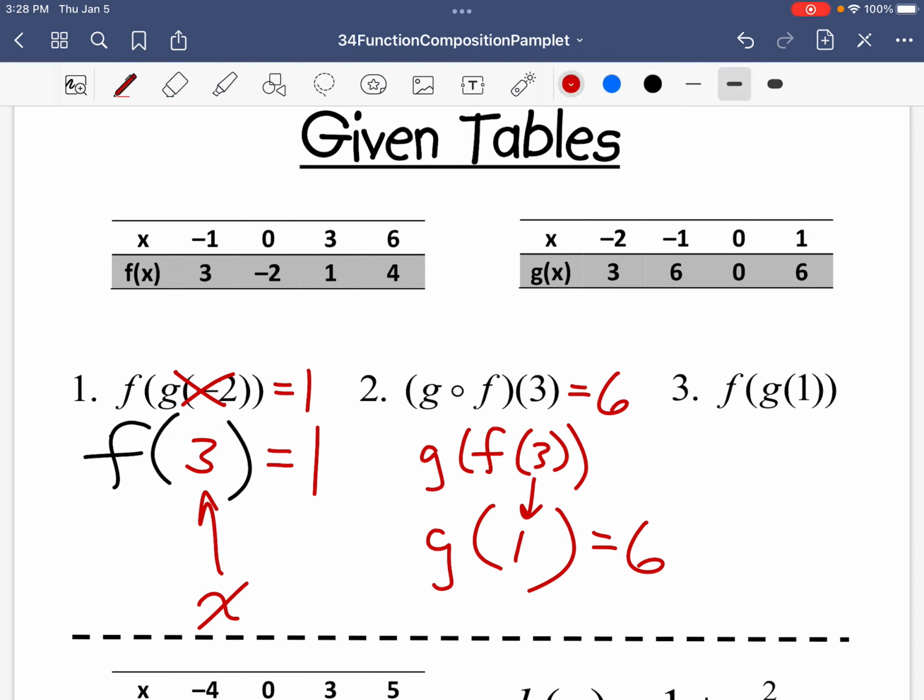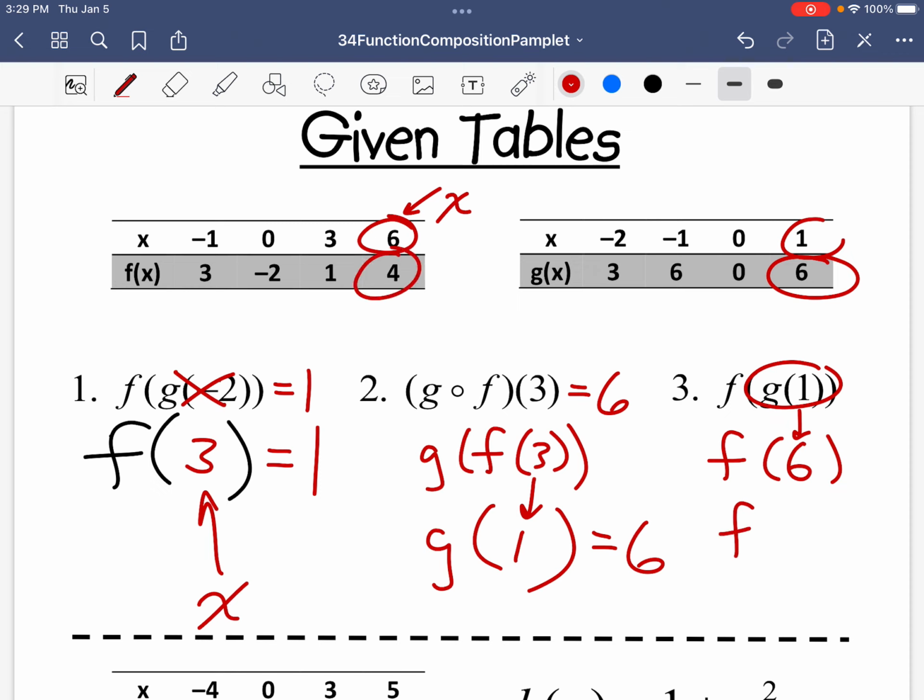And finally, for this last one, when I do g of 1 means that x equals 1. So when x equals 1, my y value is 6. And now that means I'm going to do f of 6. So I go over here and find when x equals 6 on the f table. And of course, that means that the value will be 4. The overall answer, of course, being 4.